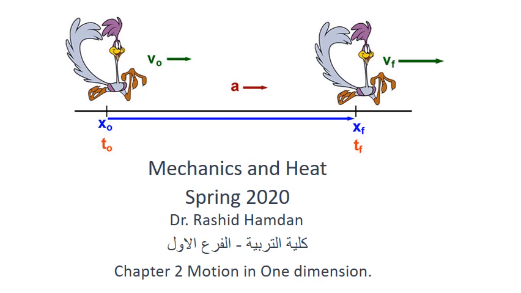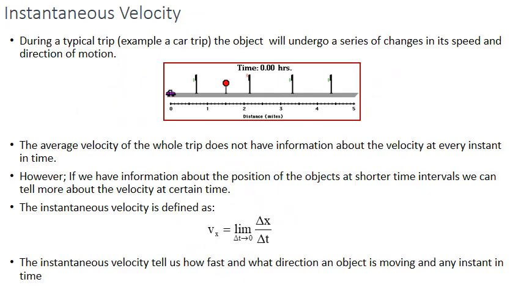Hello everyone, in this video we're going to continue our discussion about motion in one dimension. In the previous video we defined average velocity in an interval. Now we want to talk about instantaneous velocity.